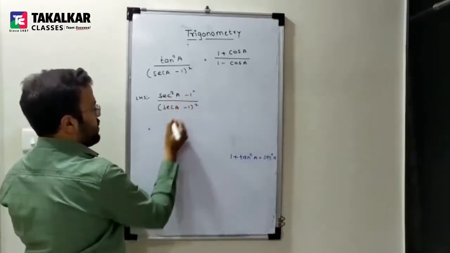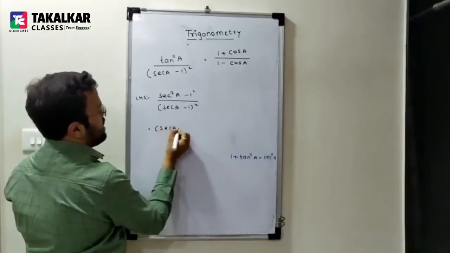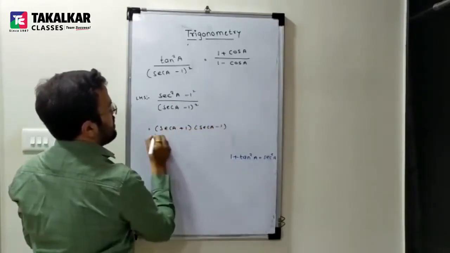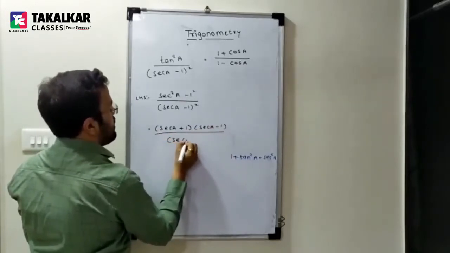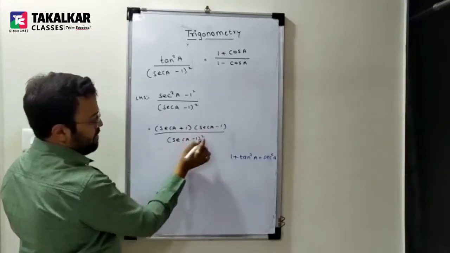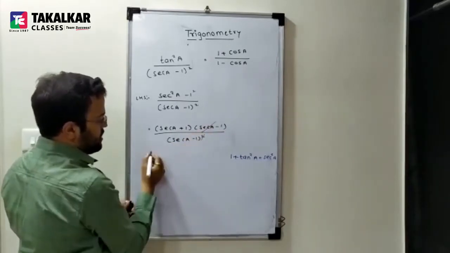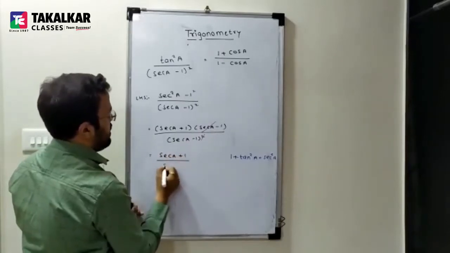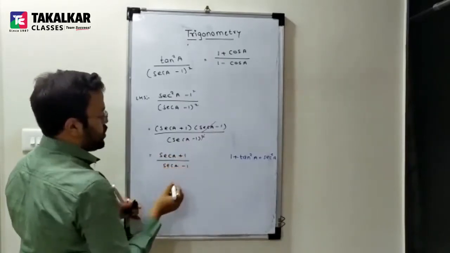Now this is in the form of a square minus b square, what will that be? A plus b, a minus b. So sec A plus 1, sec A minus 1 upon what? Sec A minus 1 whole bracket square. Now these two brackets are the same, so one bracket cancels and the sec is cut. So what remains? Sec A plus 1 upon sec A minus 1.